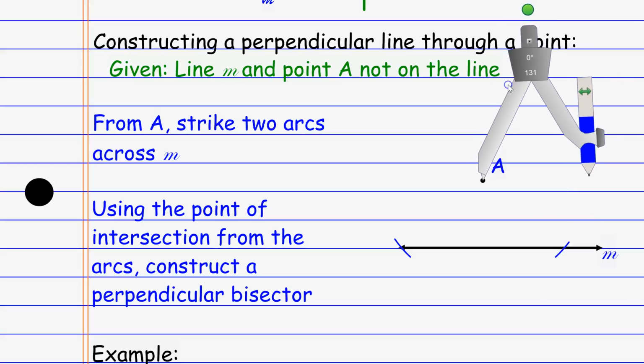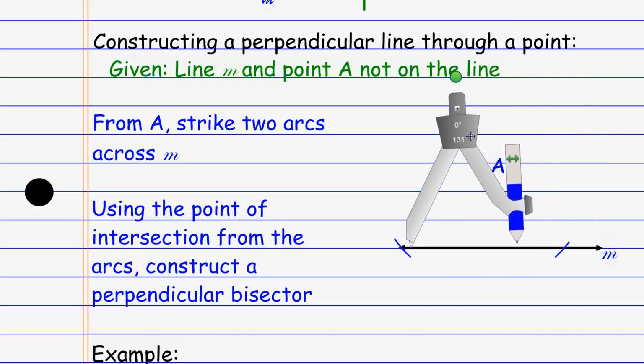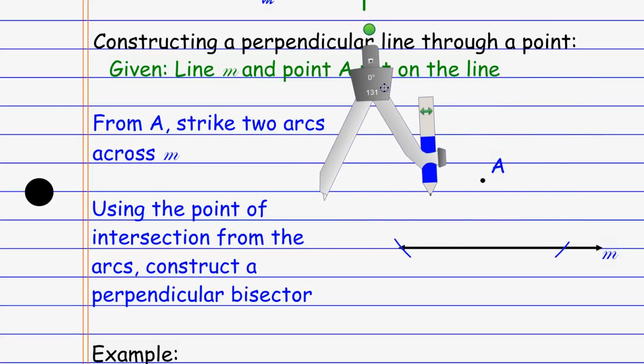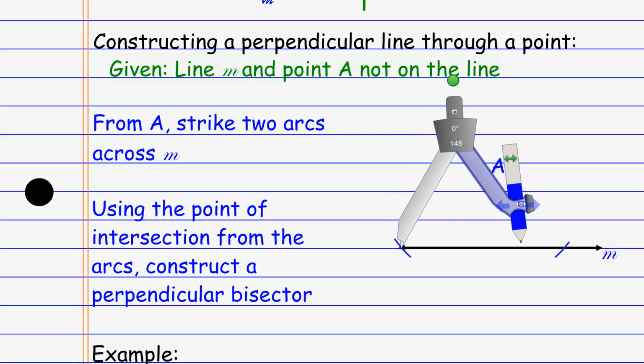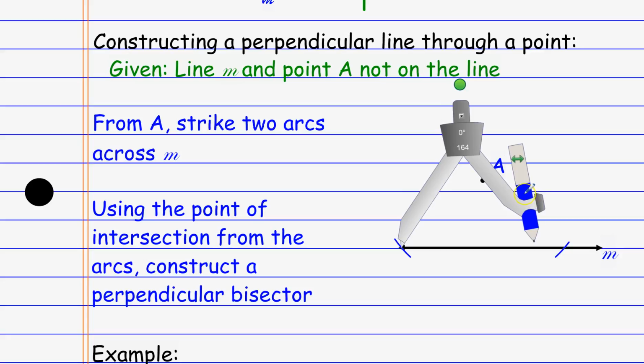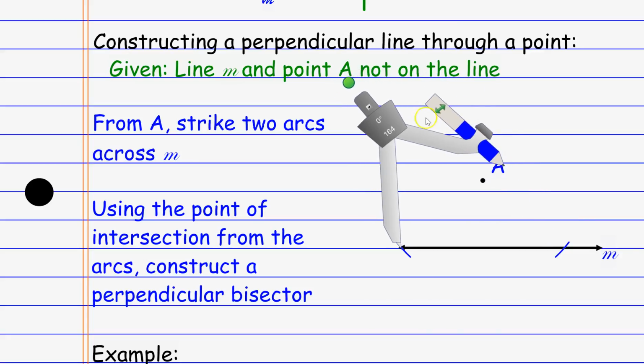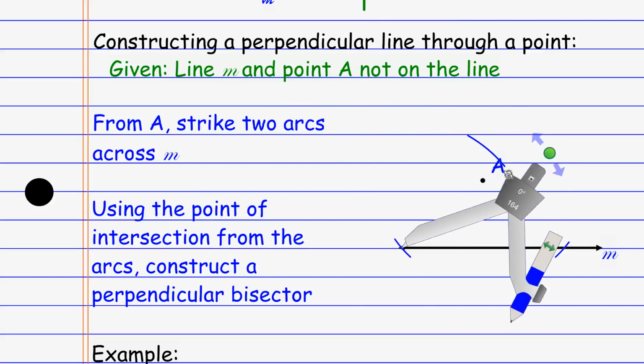But what I've basically created here is a segment. When I look at these two arc pieces, I've created a segment where A is at the center of this segment because I measured the same distance from A. So now from those two points, I'm going to create the perpendicular bisector. Remember, I just need to be at least halfway across here. I strike an arc above somewhere, and I strike an arc below somewhere.